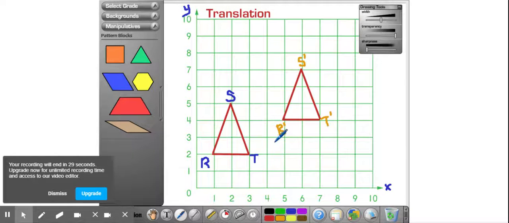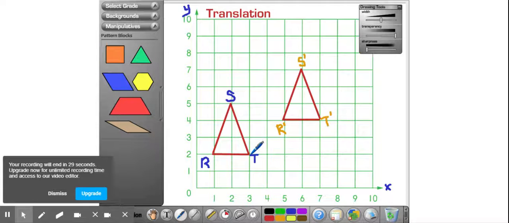So you can see that we have the R on the bottom left, T on the bottom right, S on the top. So nothing really has changed there. And we can identify the way that our translation moved by counting how many spaces it moved.